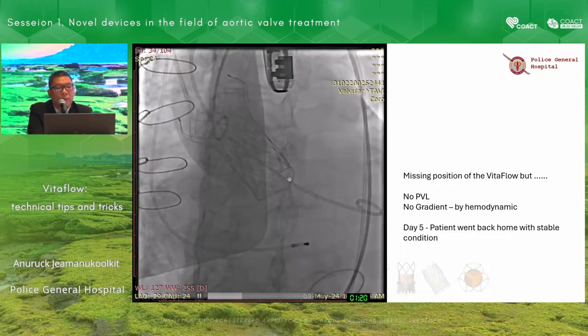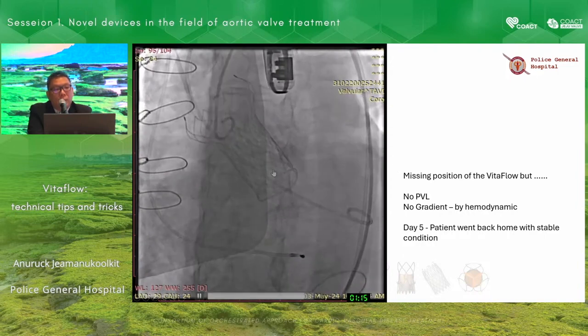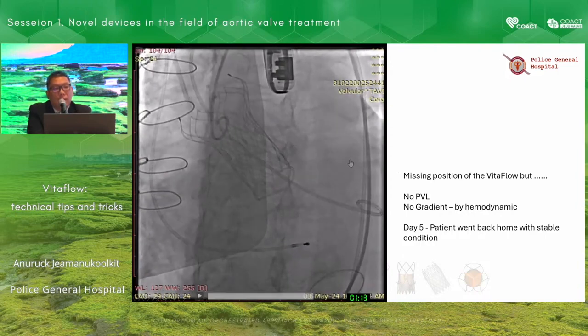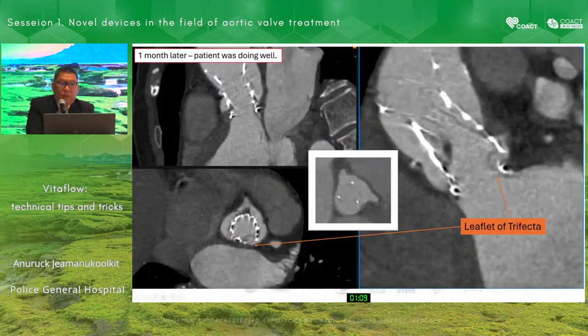Even though it popped up, it has a gap here. The valve sits well because the radial strength is quite nice and the skirt can seal the AR in this case. So when we did the CT 1 month after we put in the Vitaflow, you can see that this is the trifecta leaflet. It helps us to seal the valve pop-up here.